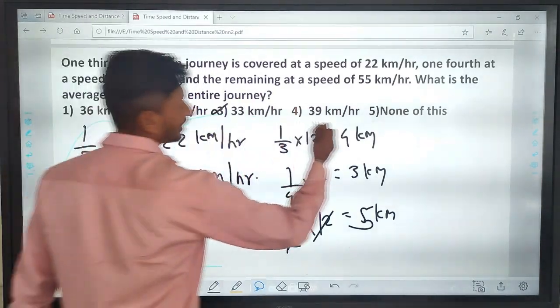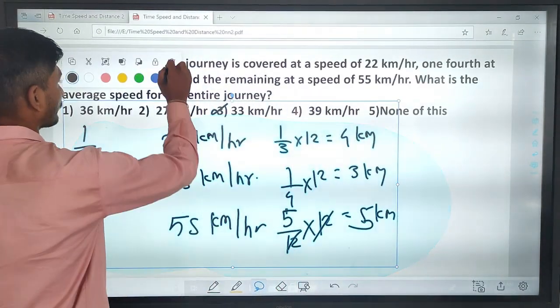Now the next example is here. One third of a certain journey is covered at a speed of 24 km per hour, one fourth at a speed of 36 km per hour, and the remaining at a speed of 30 km per hour. What will be the average speed for the entire journey?